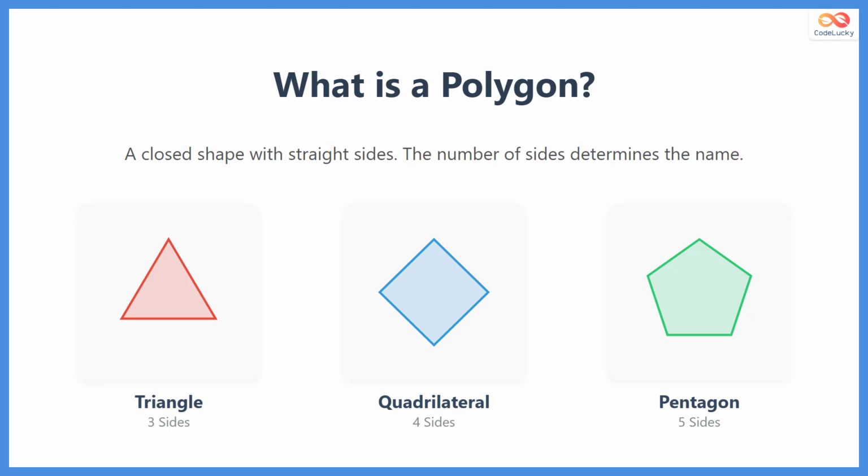First, let us quickly review what a polygon is. A polygon is simply a closed shape with straight sides. The most common ones you know are triangles, which have 3 sides, quadrilaterals with 4 sides, and pentagons with 5 sides. The letter n is often used in math to represent the number of sides a shape has.